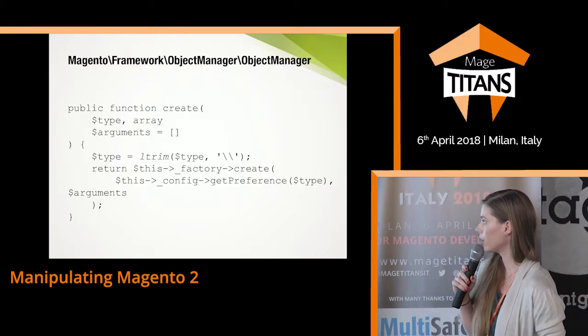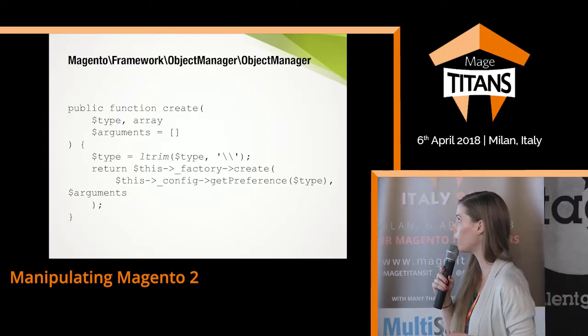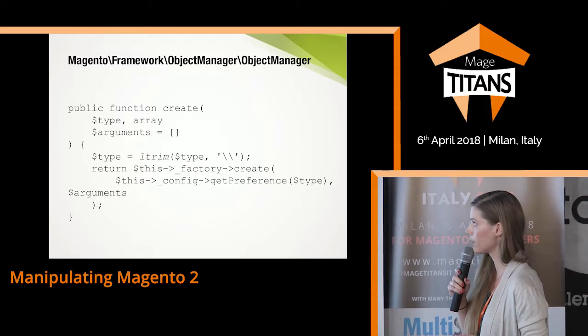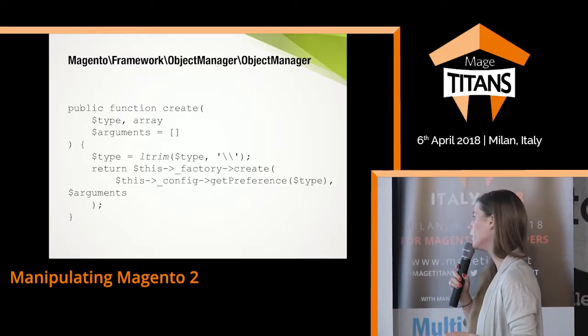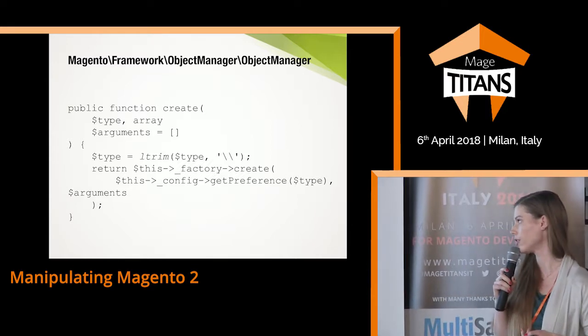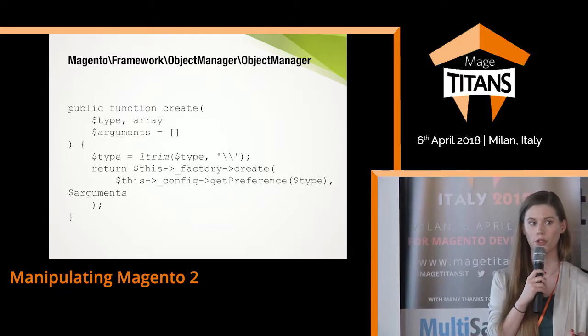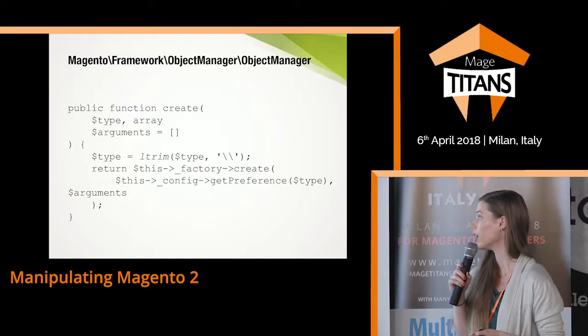Now let's go a bit more into preferences. This is a code snippet from the object manager, and here you can see the create function. How does it create an object? It uses a factory to create it, and then uses the configuration to get a preference for a certain type. This is where preferences come in.